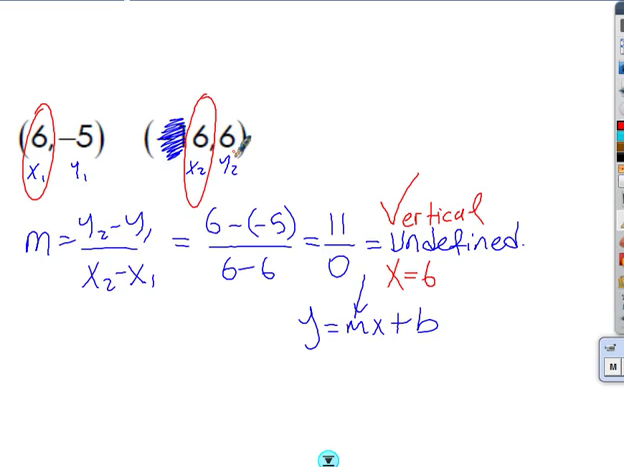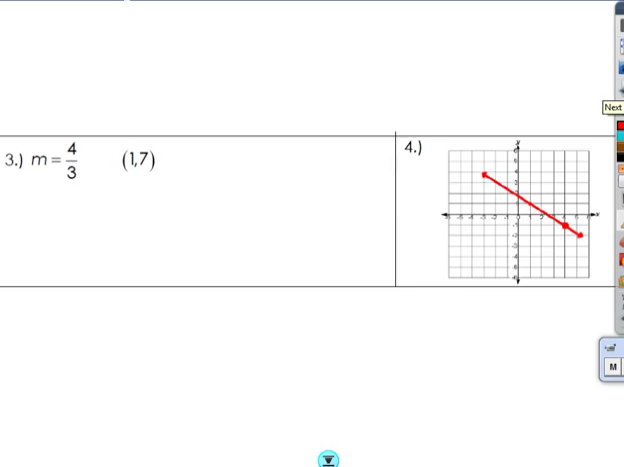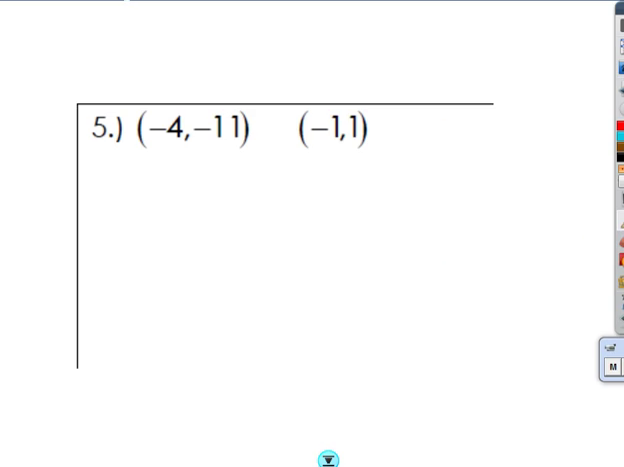Here's our first you try. And second you try, use the given points to find the slope on number 2. Here's our third and fourth you tries. You can use this point and this point. That's pretty much it. If you have any questions, please bring it to class.